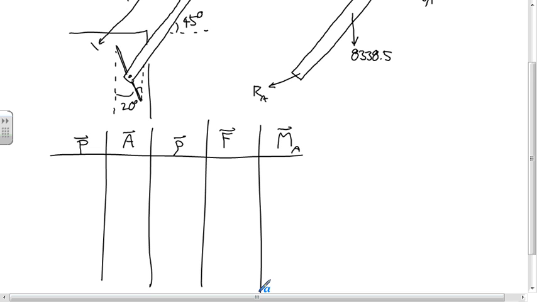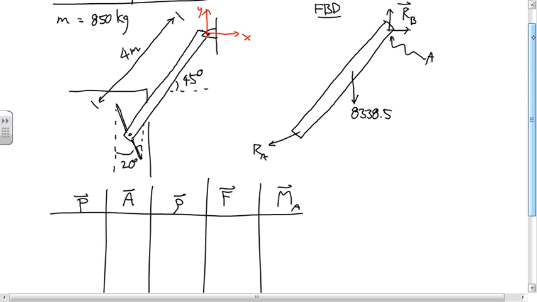Okay, so I'll start out at the origin. RB is acting at the point 0, 0. The about point is 0, 0. So the row vector is 0. The force vector is RB x and y. And so the moment is 0.